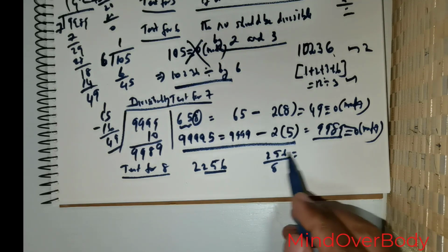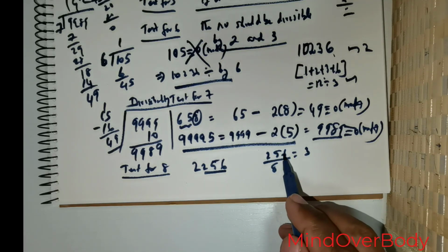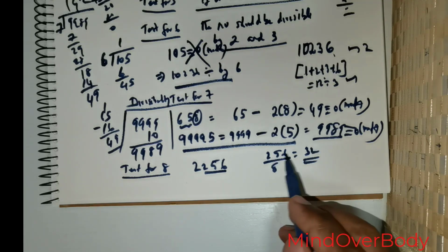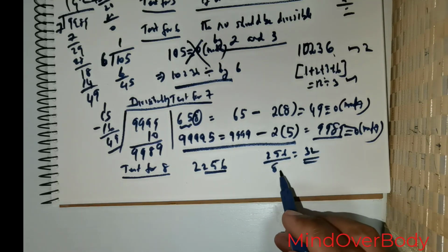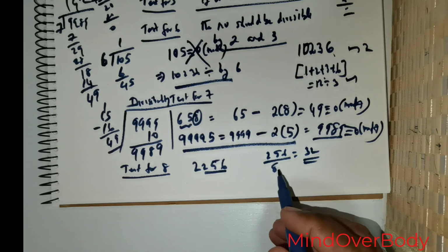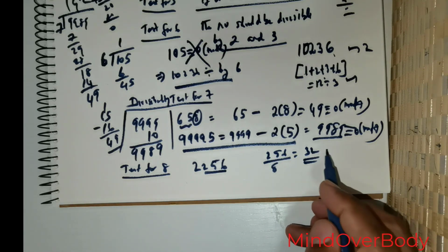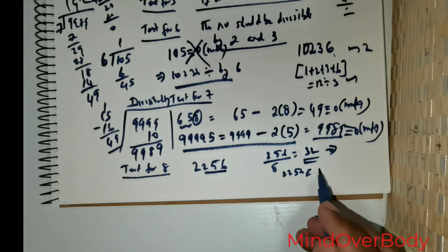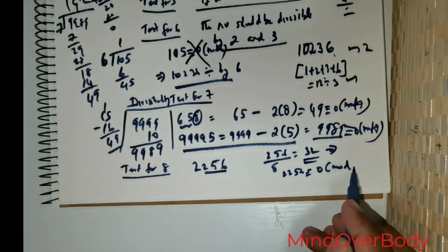Now clearly 8 times 3 gives me 24. I get a 1 remainder. 8 times 2 is 16. So since the number made from the last 3 digits is divisible by 8, this would mean that this entire number 2256 is divisible by the number 8.